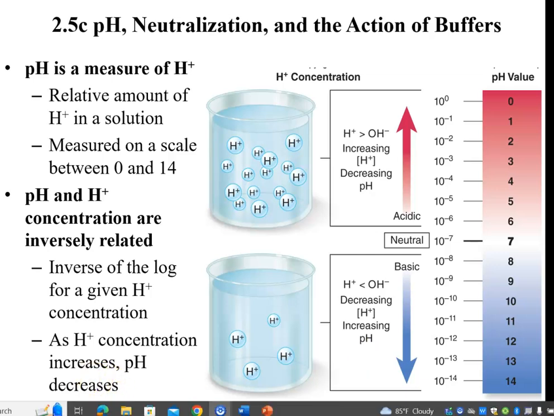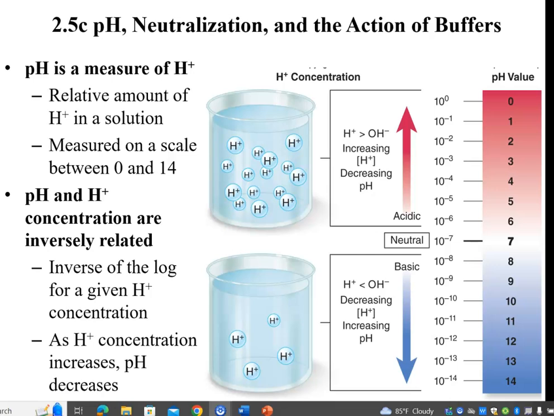Okay, so what is pH? pH is a measure of the concentration of hydrogen ions in the solution. It's measured on a scale between 0 and 14, with 0 being towards the acidic end and 14 being towards the basic end. pH and hydrogen concentration are inversely related.